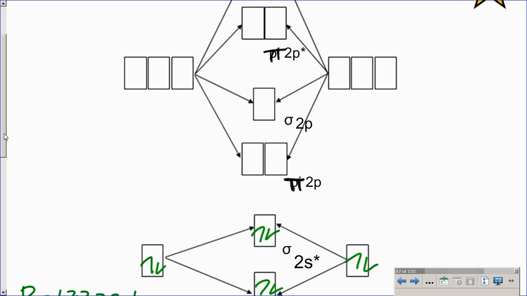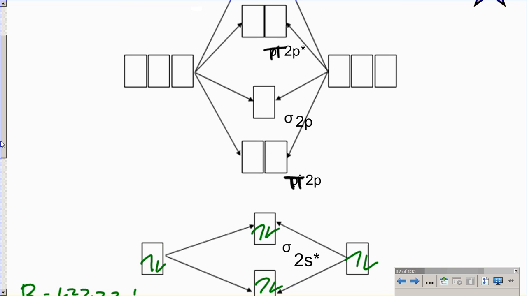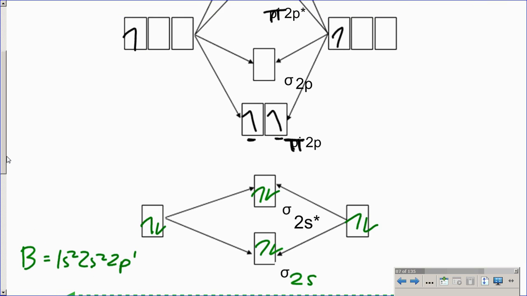Okay, so what are we doing? Boron. Boron's got 1 electron in the 2p orbitals. So it's got 1 electron here, 1 electron here, so they have to go down to the lowest, filling in one at a time. These are 2 orbitals right here, so you can't fill them both up before you fill up one at a time. Okay, so how many are in the bonding orbitals?